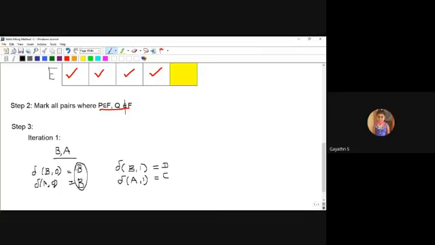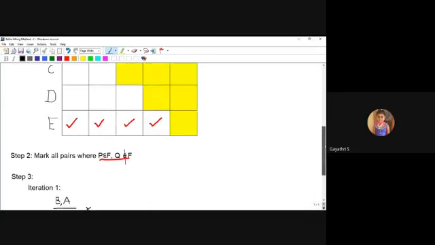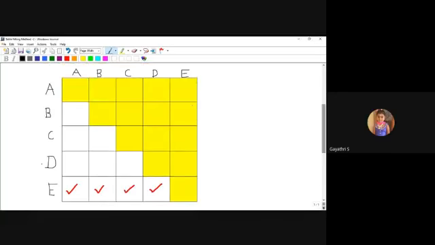BB means self-state, right? Self-state comparison. I just neglect this in the table filling method. Okay, D comma C. I'm going to check whether this D comma C is already marked. This is D comma C, right?